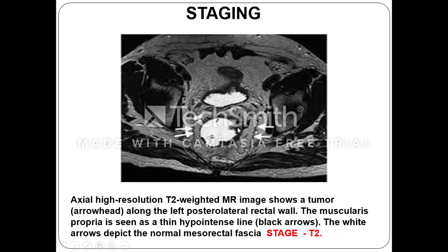In this case, we see axial T2 weighted images of the pelvis showing eccentric wall thickening of the rectum involving the muscularis propria. However, we do not see any abnormal soft tissue in the adjacent mesorectal fat. Hence, this is a T2 tumor. Also, we can see the normal mesorectal fascia as a thin hypointense line, which is normal in this case.